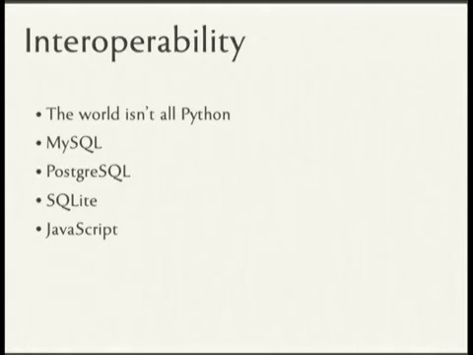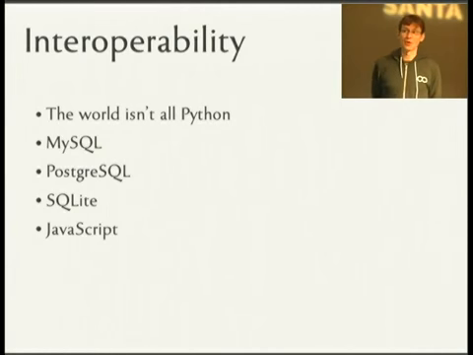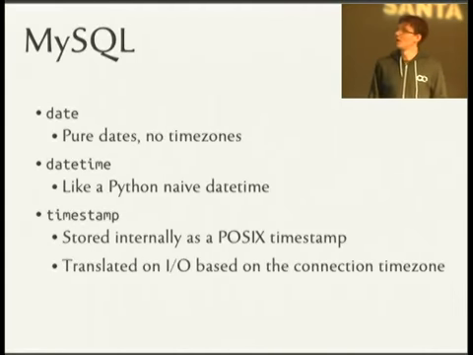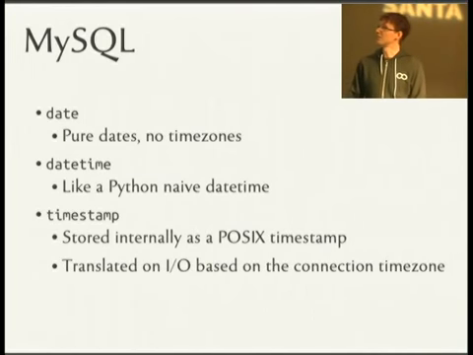So, interoperability. The world is not all Python. There's MySQL, Postgres, SQLite, and JavaScript, which a lot of us have to deal with for user interop and storing data. MySQL has a set of things: dates, pure dates, no time zones. That's fairly easy. Date times are like a Python naive datetime. It just stores a string. In fact, the SQL standard treats a lot of datetime-like things just as strings, which can be somewhat surprising.